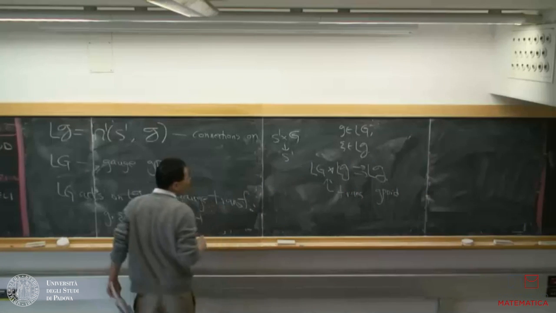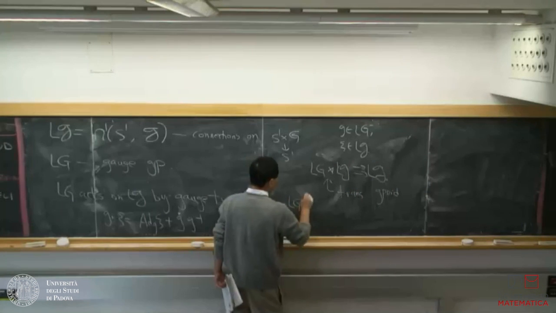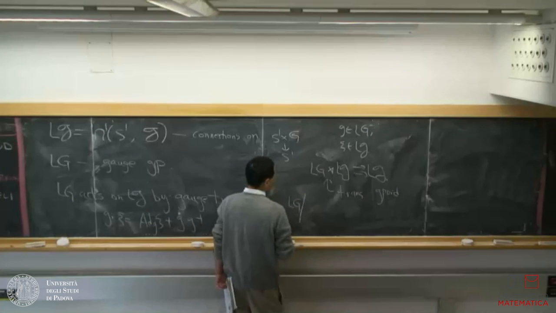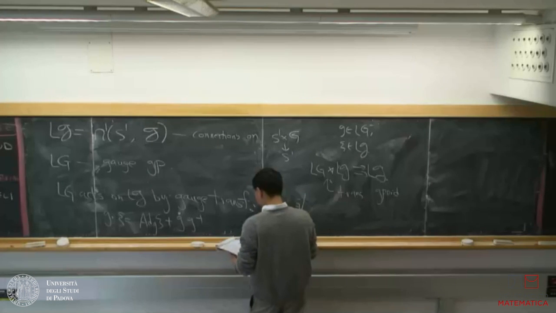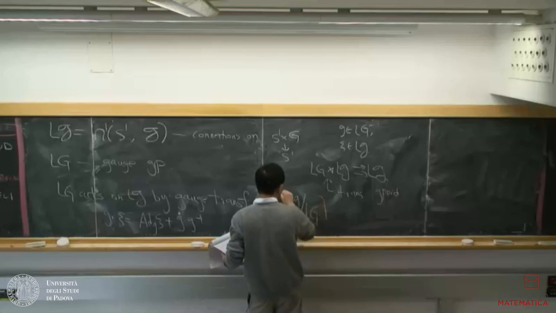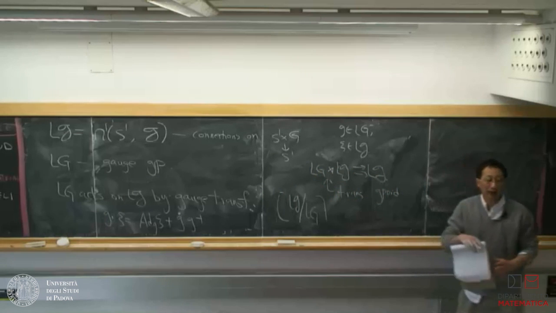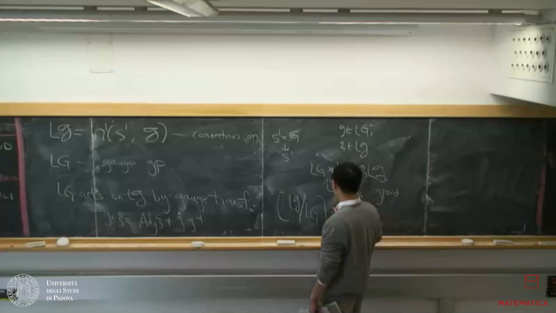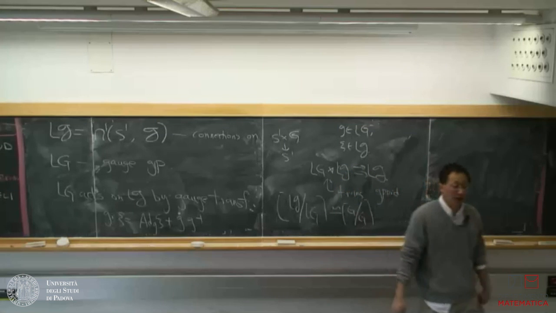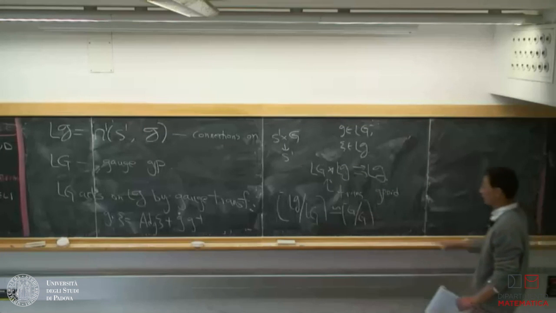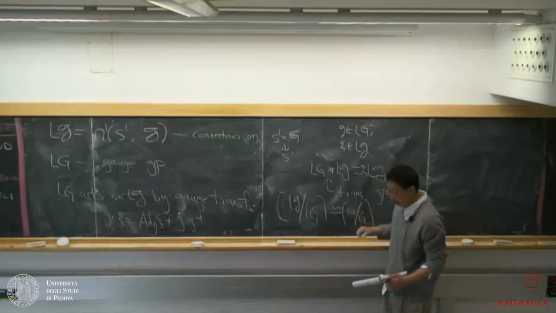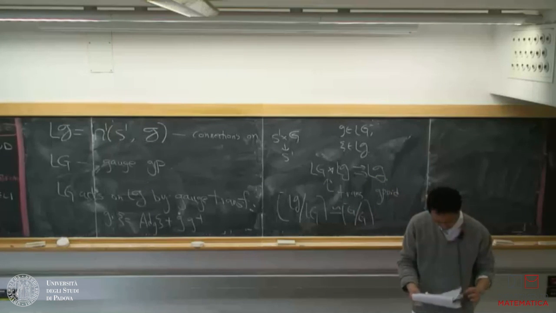For those people who are interested in stacks, what do I want to say here? If I look at the associated stack for this groupoid, one can prove this is the same thing as G over G, where G acts on itself by conjugation. So it's the same stack: G acts on G by conjugation.